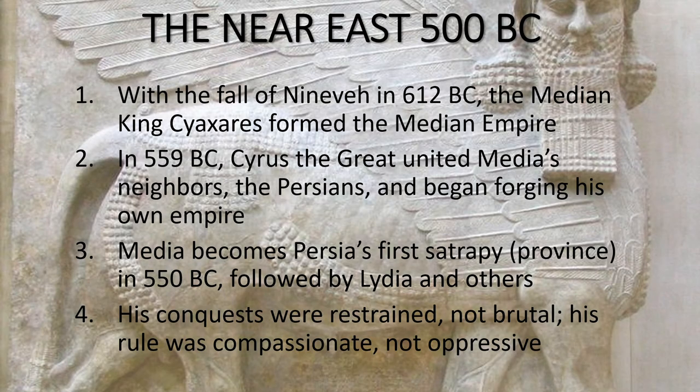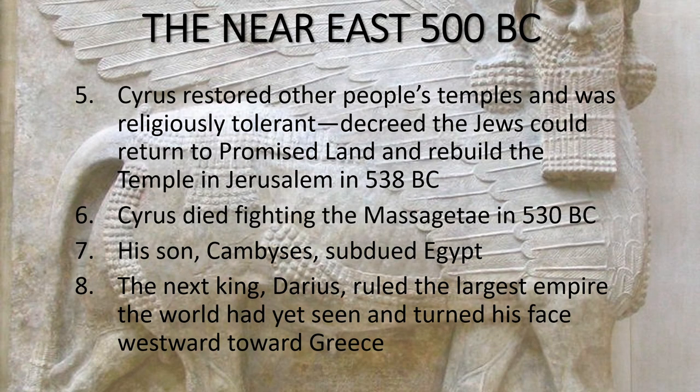So with the fall of Nineveh, 612, the Median king Cyaxares forms the Median Empire. 559 BC, Cyrus the Great united Media's neighbor, the Persians, and began forging his own empire. Media becomes Persia's first satrapy or province in 550 BC, and is followed by Lydia and others. His conquests were restrained, not brutal. His rule was compassionate, not oppressive. Okay, in direct contrast to Assyria, Babylon to a lesser degree as well.